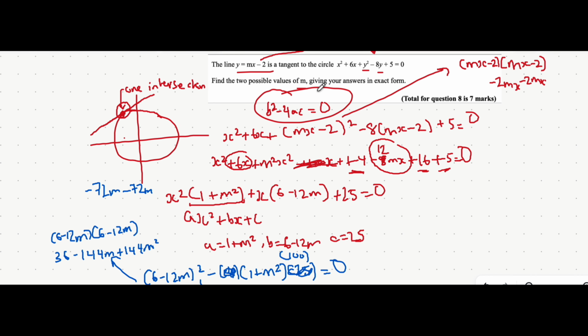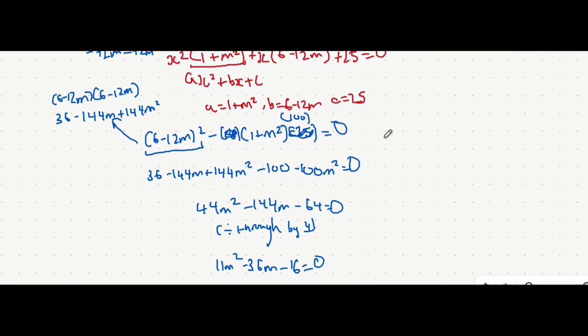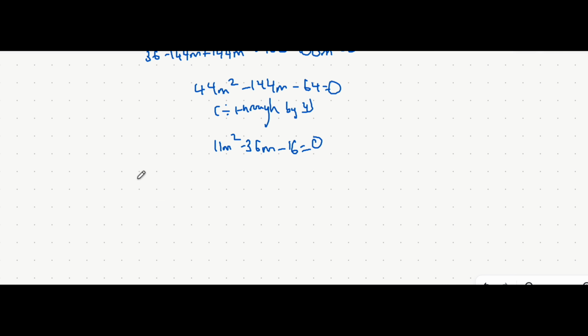It's then told you to give your answers in exact form. How you can get in exact form is by using the quadratic formula. You can substitute these values into the quadratic formula. Minus b plus or minus, sorry, let me just write this out again. Plus or minus square root of b squared minus 4ac all over 2a. Again, where a is the number before the squared term, b is the coefficient of the m term, and c is that number at the end.